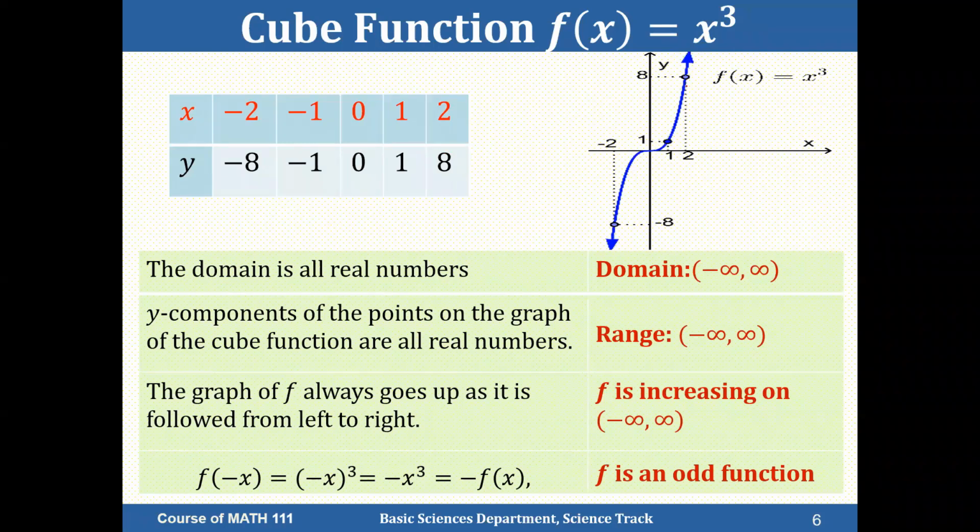We link them, we get this graph. So this is the graph of the cube function. This is the graph of x cubed. So the domain again is R. The range in this case is R also. It is always increasing on R, and x cubed is an odd function. f of -x equals minus f of x. This is x cubed.